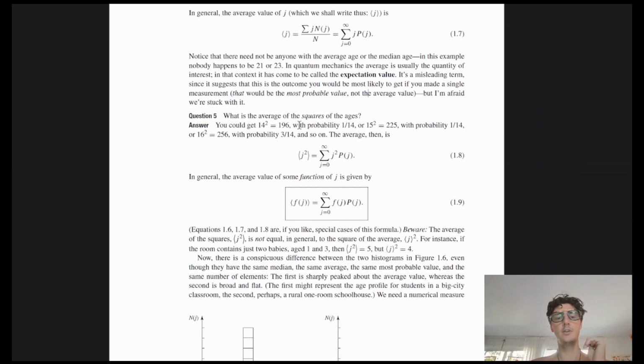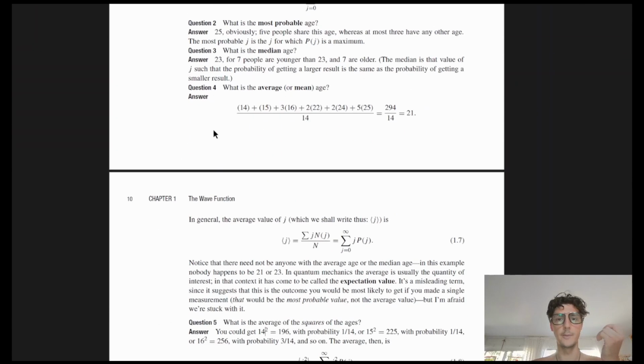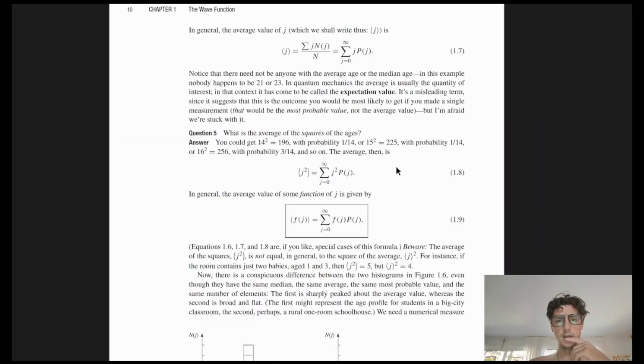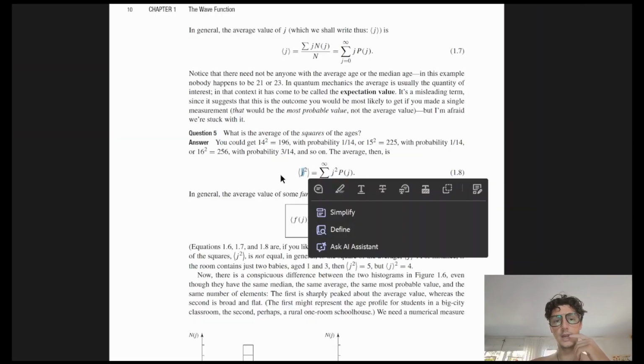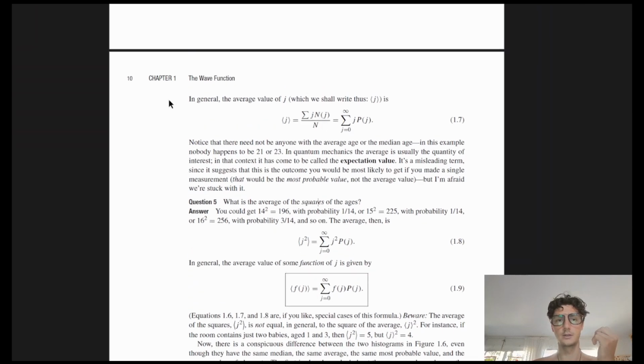Question 5. What is the average of the squares of the ages? You could get 14 squared equals 196 with probability 1 over 14. 15 squared equals 225 with probability 1 over 14. 16 squared equals 256 with probability 3 over 14, and so on. Probabilities here seem to be the same as the ones where we just looked for the specific ages in question. The average then is, so here we have j squared, which is the squares of the ages, and the brackets around it are denoting the average, right? Because we learned that up here.